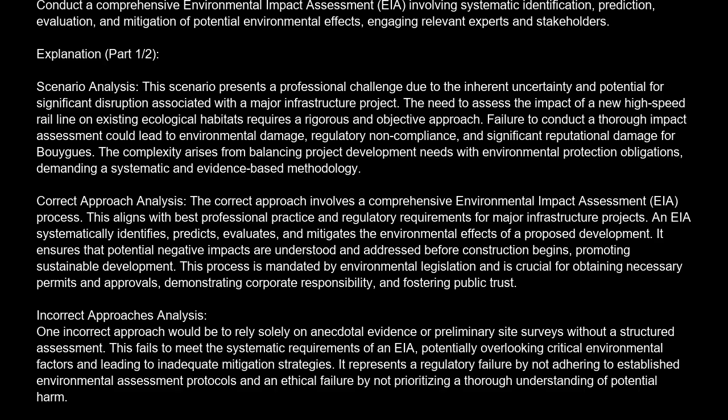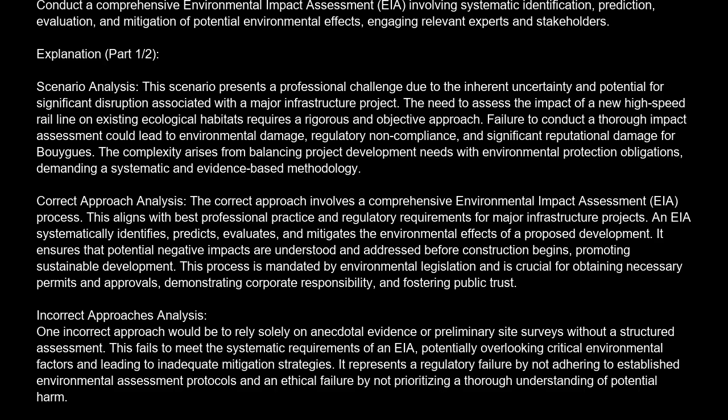Incorrect approaches analysis. One incorrect approach would be to rely solely on anecdotal evidence or preliminary site surveys without a structured assessment. This fails to meet the systematic requirements of an EIA, potentially overlooking critical environmental factors and leading to inadequate mitigation strategies. It represents a regulatory failure by not adhering to established environmental assessment protocols, and an ethical failure by not prioritizing a thorough understanding of potential harm.